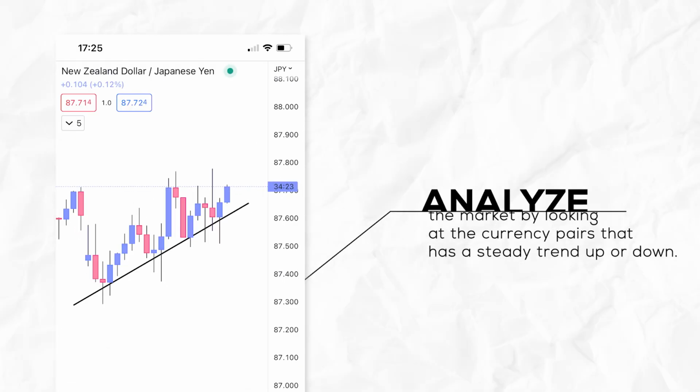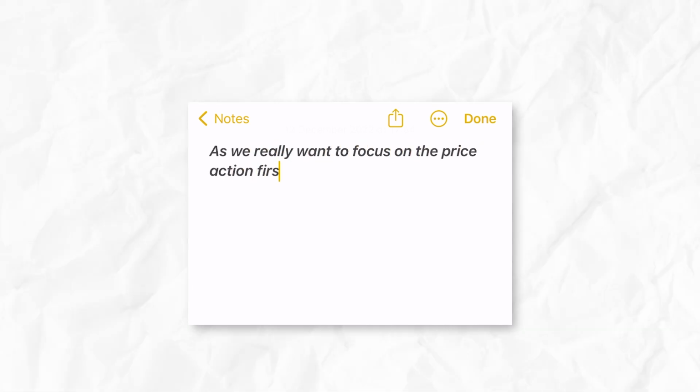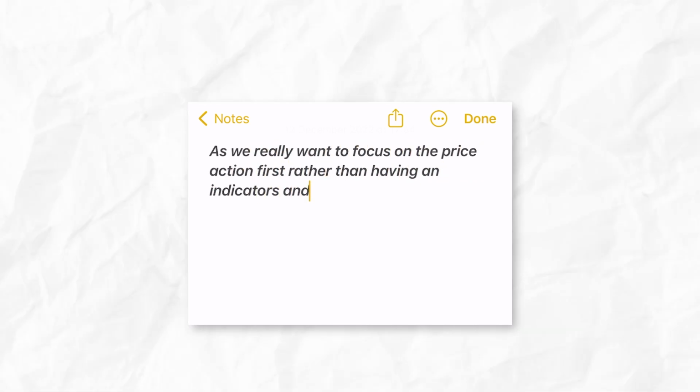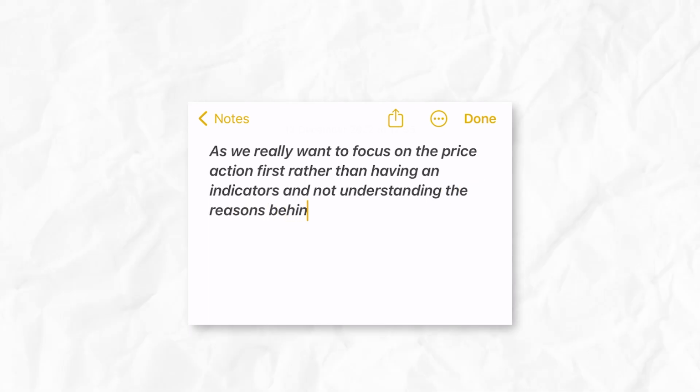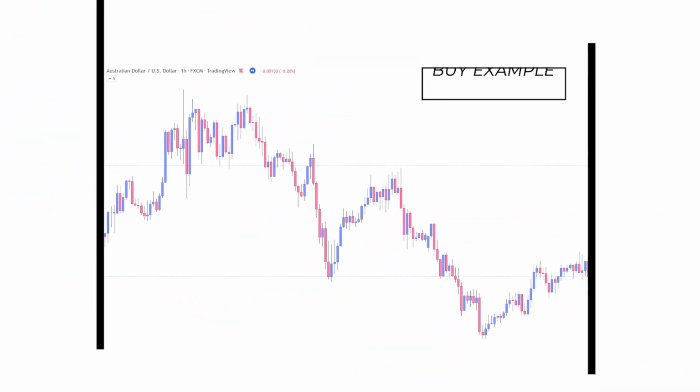So let's begin by opening TradingView and starting to look for the pair that is trending up or down, as we really want to focus on the price action first, rather than having indicators and not understanding the reasons behind the trade you're about to take. Once you find a pair that is strongly trending up or down, begin by drawing your trend lines, support and resistance zone. And if you take a look over here, this would be a great trading scenario.